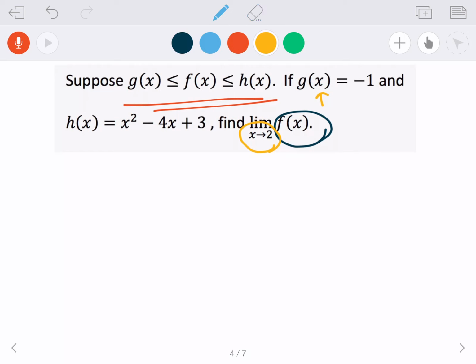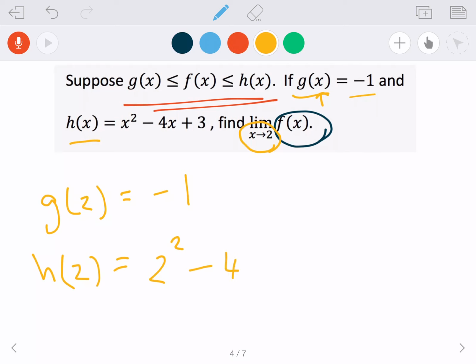Okay, so I'm going to plug x equals 2 into g of x and into h of x. So g of 2 is just negative 1. There we go, that was easy. And then h of 2, now here's the thing, it should be equal to negative 1. If h of 2 is not equal to negative 1, then the squeeze theorem does not apply at x equals 2, and I can't solve this problem. But it's a textbook problem, so I'm feeling pretty optimistic.